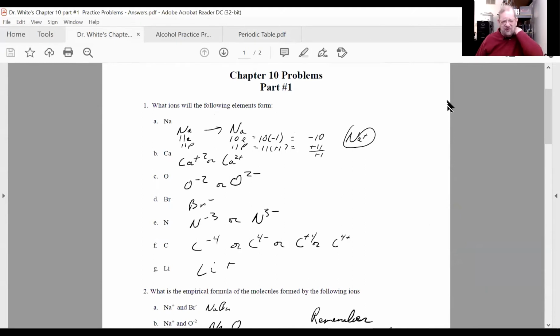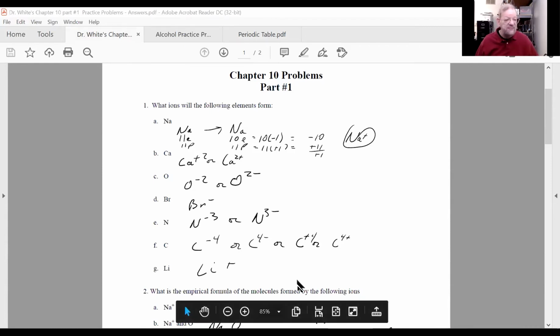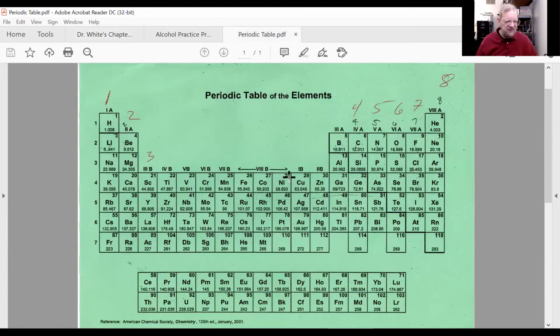All right. You should know how to answer the following question. What ions will the following element form? And the first one is sodium. Now, how do you do that? First of all, you have to know how many electrons and protons sodium has. How do we do that? We don't use this interface. We go to our friendly neighborhood periodic table and see sodium Na has, the atomic number tells you, 11 protons and 11 electrons.